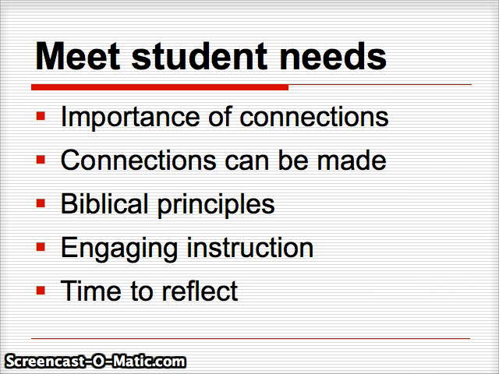Meeting your students' needs will help them better connect God's world and God's Word.